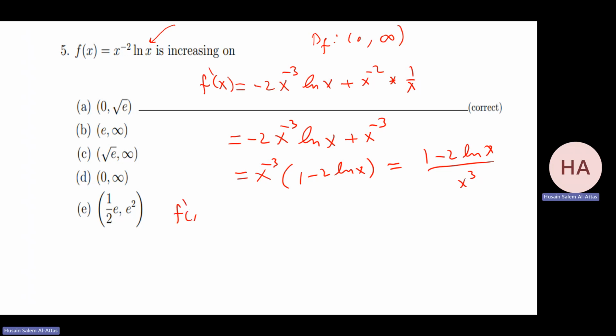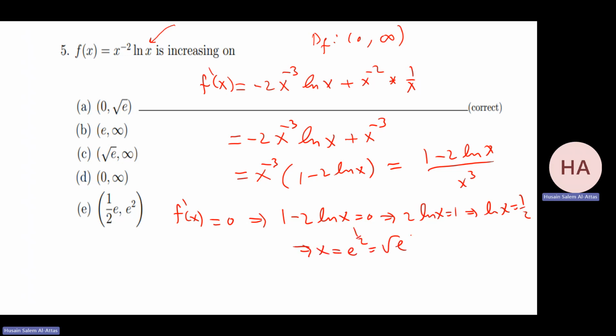Okay. f prime equals 0. So I have what? 1 minus 2 ln x equals 0. So I have 2 ln x equals 1. So I have ln x equal half. So x equals e to the power half, which is square root of e. Okay. If f prime does not exist, x will be 0, which is not in the domain, so ignore it. So I have 0. This is my starting point. And I have square root of e up to the end.